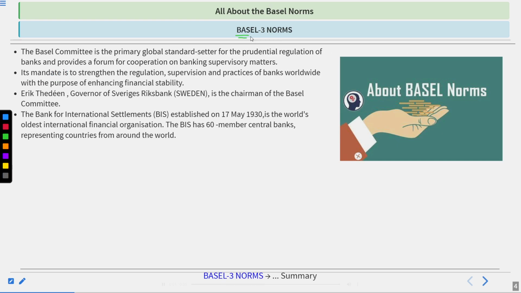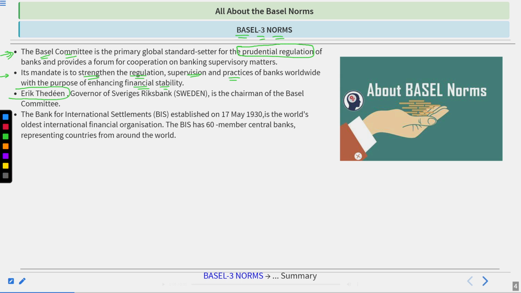So, first is Basel III norms. The Basel committee is the primary global standard setter for the prudential regulation of banks and provides a forum for cooperation on banking supervisory matters. It means prudential regulations are the regulations that are useful for banks to assess the risk they could have in the coming future. Its mandate is to strengthen the regulation, supervision, and practices of banks worldwide with the purpose of enhancing financial stability.